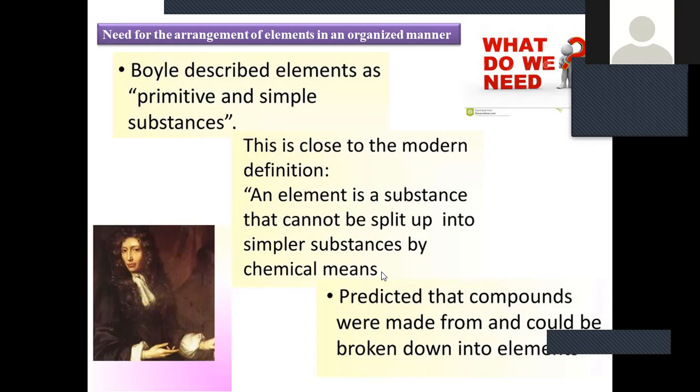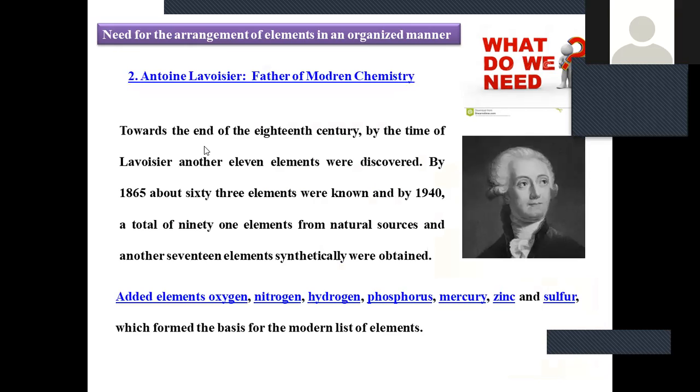Unless it is bombarded with a neutron or an electron. Subatomic particles are present, but it is not possible to fragment, and they are not individually isolated. So that is exactly matching today's phenomenon also. He predicted that compounds were made from and could be broken down into the elements. Okay, so here an element is the kind of system where only one kind of element is present, and a compound is the system where more than one kind of element is incorporated. It is the blending of elements that generates compounds. That is the assumption provided by Robert Boyle. So this will be the ancient one.